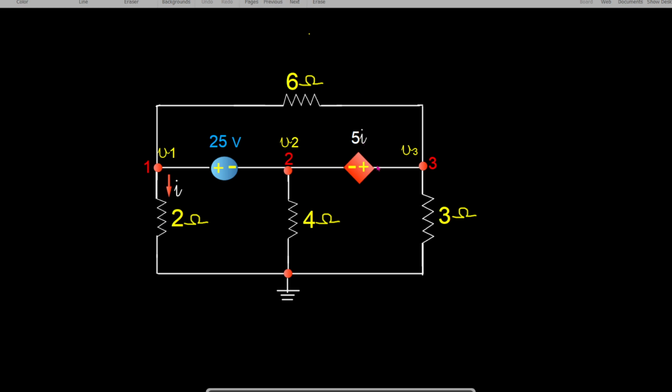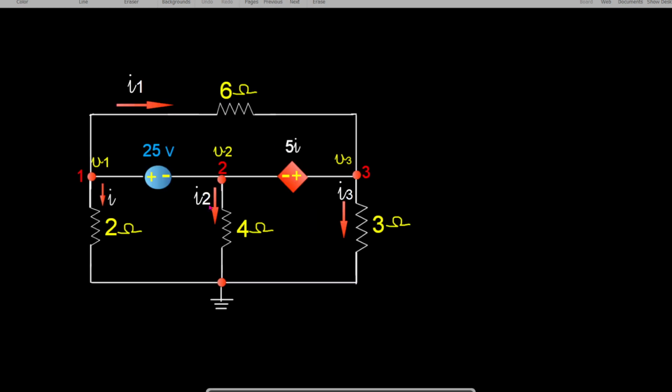These two sources are not directly connected to ground, so they are connected to non-reference nodes alone. If you have sources between non-reference nodes, then we can call them a super node. In the other branches in which no currents are marked, we mark the currents. So we mark the current I1 flowing through the 6 ohm resistance, the current flowing through the 4 ohm resistance as I2, and the current flowing through the 3 ohm resistance as I3.